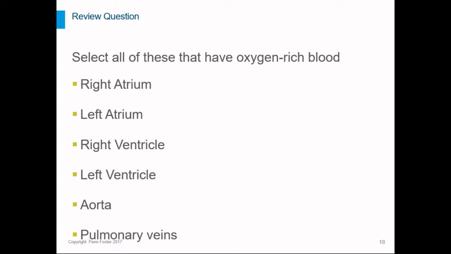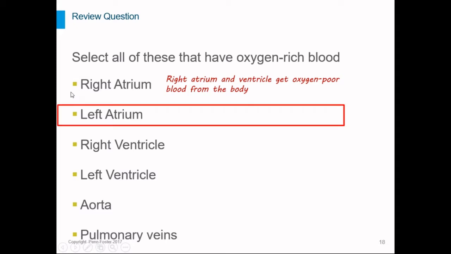Okay, so blood comes from the body into the right atrium. So the right atrium and ventricle are not oxygen rich. They get oxygen poor blood from the body. So that's not correct. Left atrium, though, that is correct.